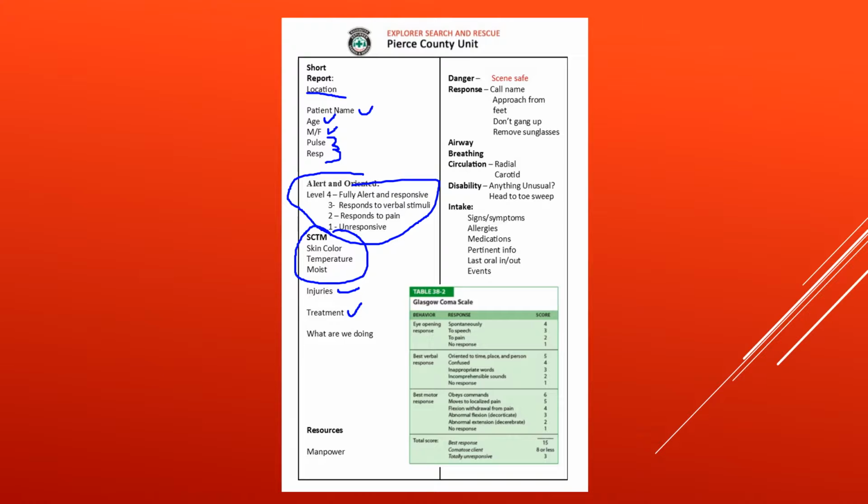So, are you going to be able to walk out? Are we going to need to have additional resources? And what is it that you're asking for? Is it a Stokes basket? Is it a vehicle to meet you at a trailhead? That sort of thing. What kind of manpower do we need? Do we need to bring in all the teams? How is that going to work?